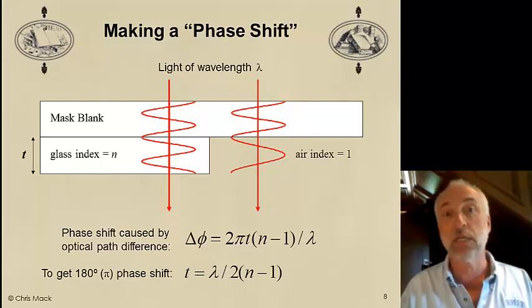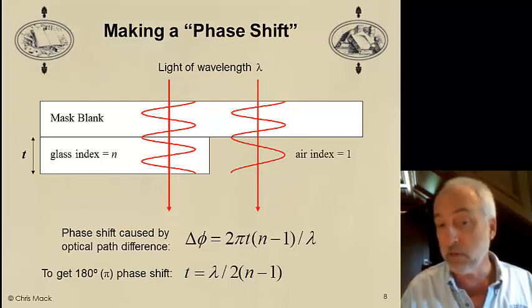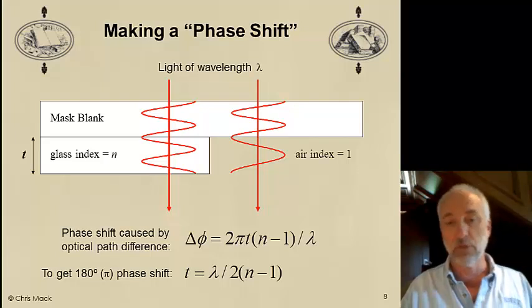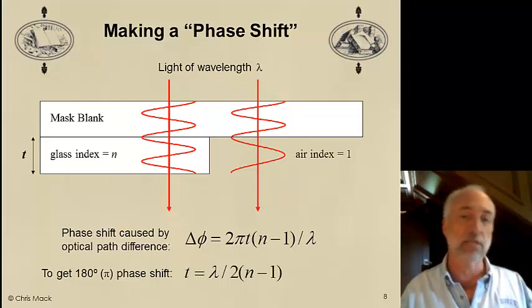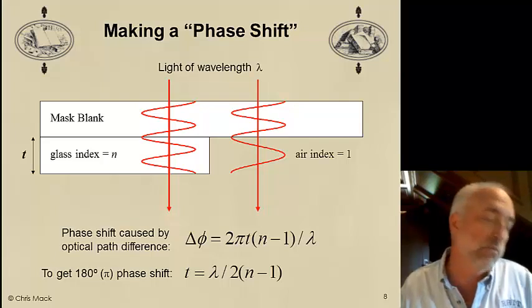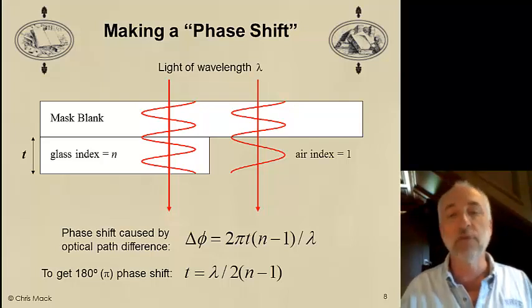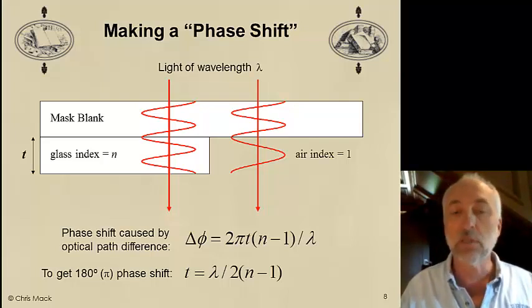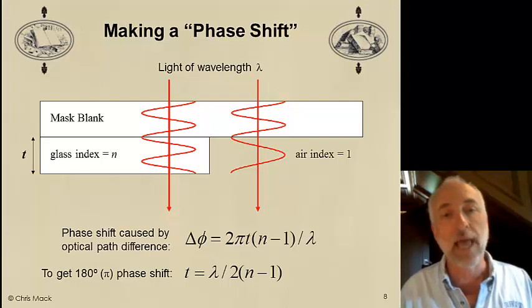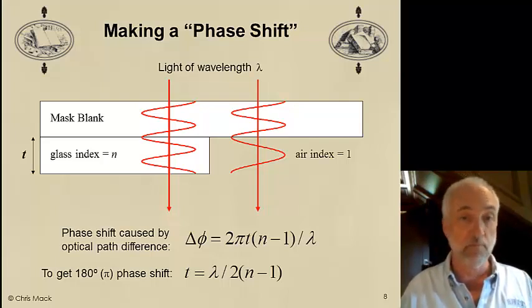To get a 180 degree, or pi, phase shift, the thickness of this phase shift material, T, must be lambda over 2 times this difference in refractive indices. The refractive index of our fused silica, or our glass, is on the order of 1.5, thereabouts. So you can see that the thickness that we're going to need to add is on the order of the wavelength, the vacuum wavelength of light.